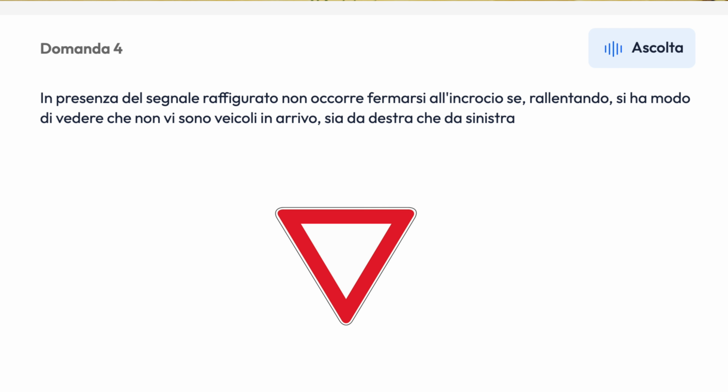So they need to slow down, watch out, to be sure that the road is free before they enter the road. In presenza del segnale raffigurato non occorre fermarsi all'incrocio se rallentando, se hai modo di vedere che non vi sono veicoli in arrivo, sia da destra che da sinistra.